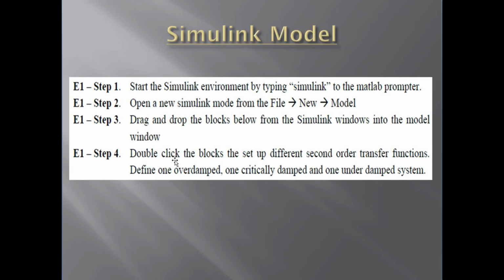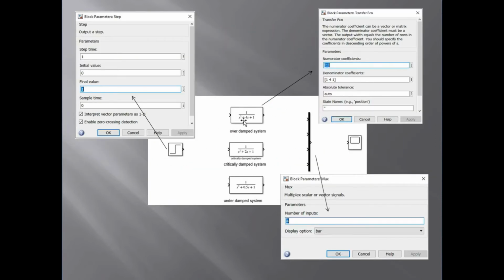Then after that, define all the blocks. That means double click on different blocks and define the values for these different blocks. Here for our system, this is the overdamped system, this is critically damped, this is the underdamped transfer function. These 3 transfer functions. The input is a step signal, so we need to provide a step and then scope. After that, mux. The utilization of mux we all know, to plot multiple signals into a single graph.